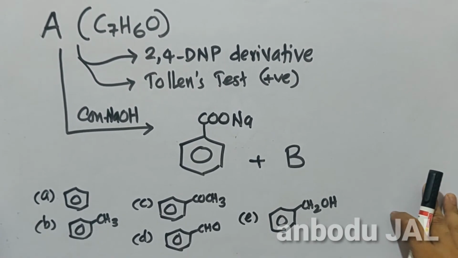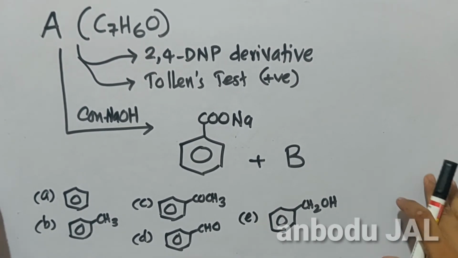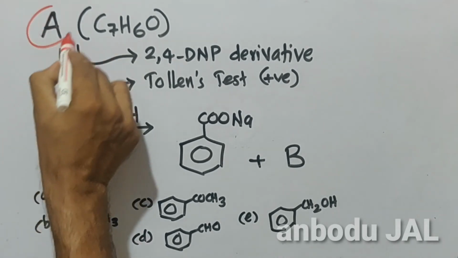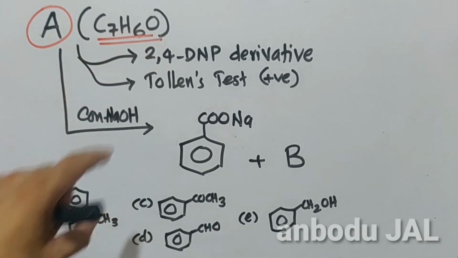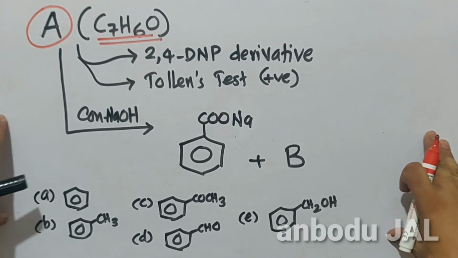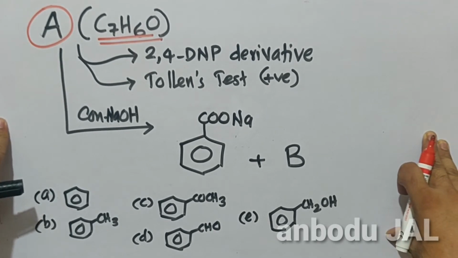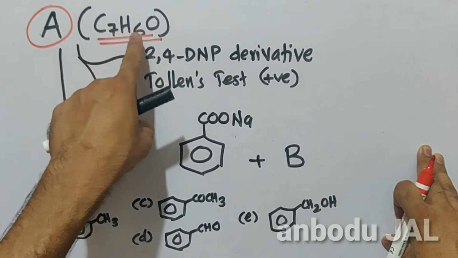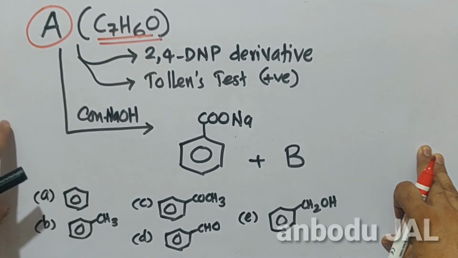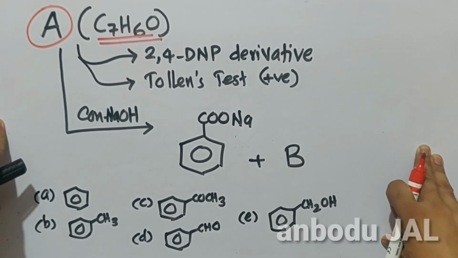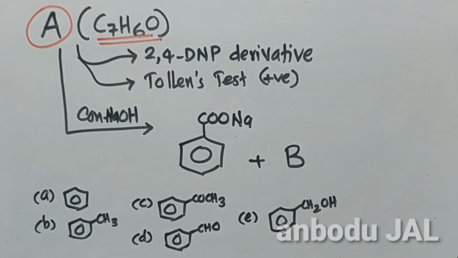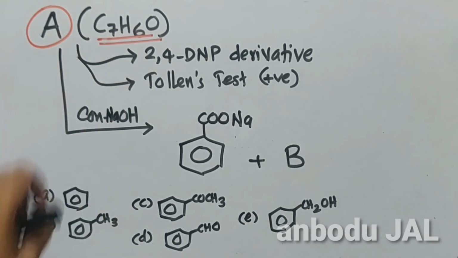In this question, the given information is a compound A which has the molecular formula C7H6O. The compound will be an aromatic compound, a benzenoid. If the numbers of carbon and hydrogen are nearly the same and more than 6, then most probably the compound will contain benzene. So this compound is a benzenoid.